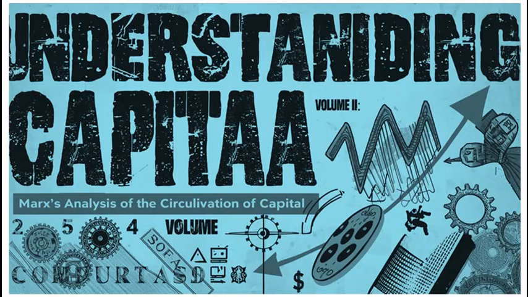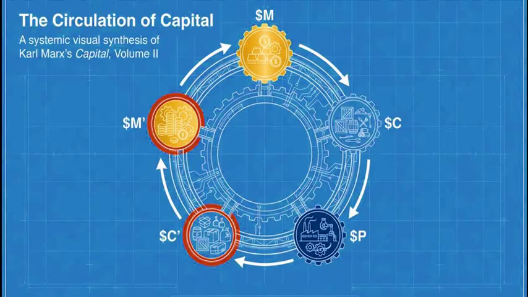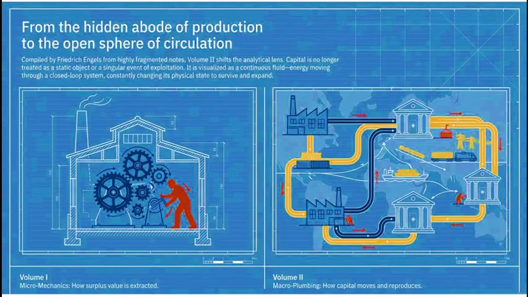Okay, let's dive into this. Here's our roadmap for the journey. We'll start with the oxygen of economics, move to decoding the capital formula, and then walk through the three key stages. Stage 1, the purchase. Stage 2, production, and Stage 3, the sale. Finally, we'll wrap it all up with the endless cycle. Section 1, the oxygen of economics.